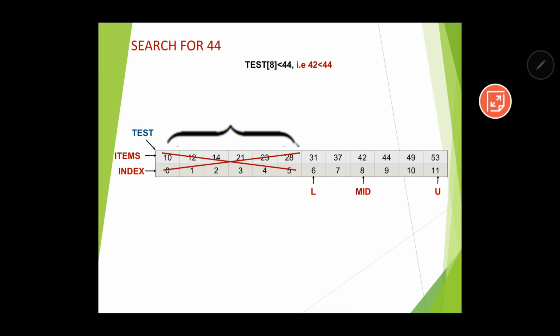Got it? Now we will compare the middle element with the element to be searched. What is the value of the middle element, that means at the 8th position? It is 42. But 42 is less than 44. So what will we do? We will exclude this part, and we need to search towards the right hand side. Let's continue. So we exclude this part: the parts from indexes 6 to 8 will be excluded.